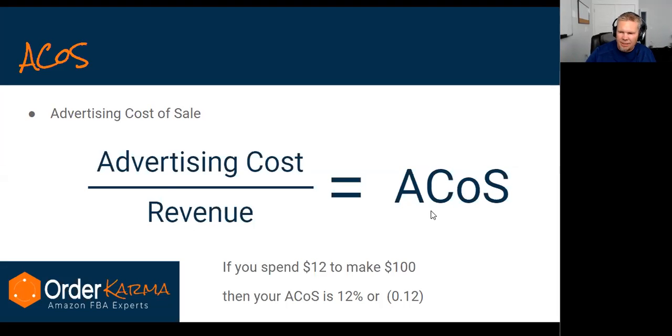So let's talk about ACoS. ACoS is simply your advertising cost divided by your revenue. So let's say you made $100 and you spent $12 to make that 100. Well, then your ACoS is 12%. 12% of your total revenue. That's how much you spent in order to make that sale. And so when we optimize this, we're just trying to reduce that $12 amount. We're trying to reduce it to 11, then 10, then 9, and down to 5. If we can get a 5% ACoS, that's great.